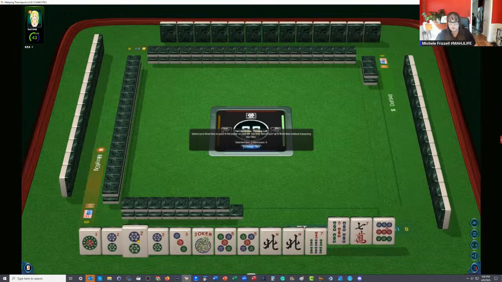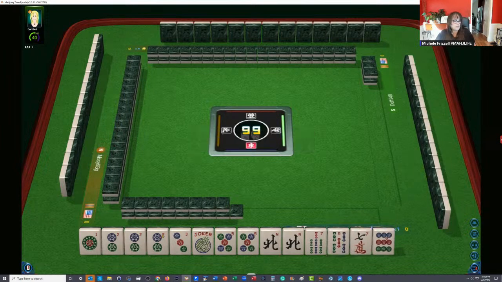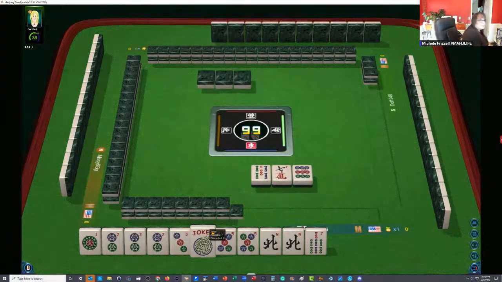Okay, so 2 dot pung, that's the driver here. 2 dot pung.